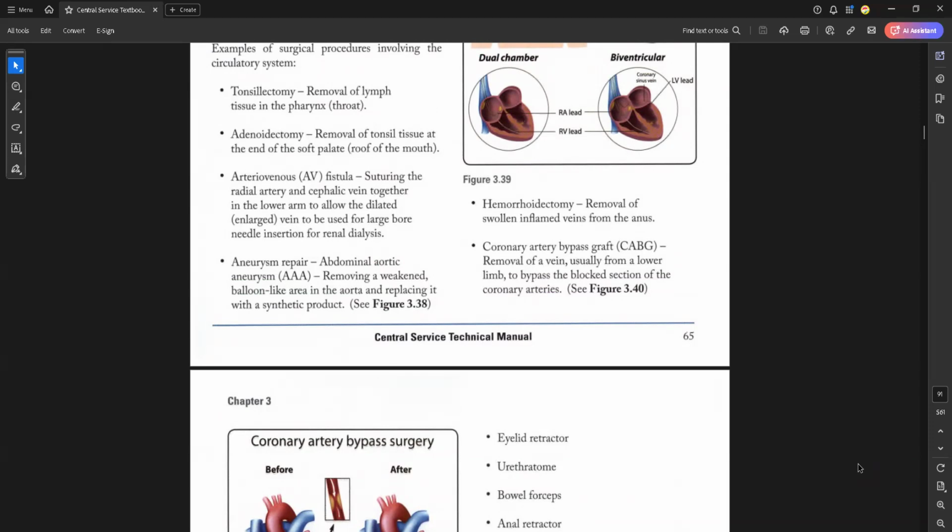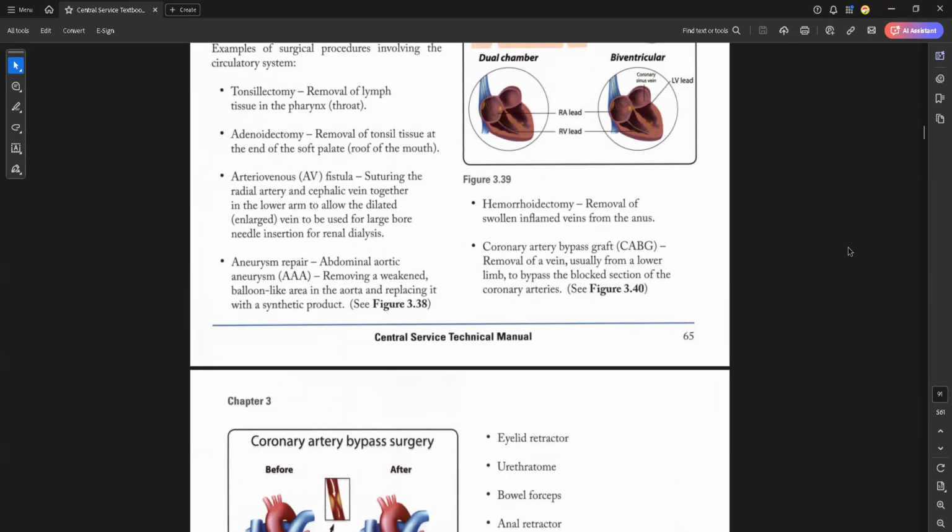You also have arteriovenous fistula, suturing the radial artery and cephalic vein together. These are all medical procedures. Aneurysm repair, abdominal aortic aneurysm, removing a weakened balloon-like area in the aorta and replacing it with a synthetic product. We have all this. When you begin to work in busy hospitals, you will be familiar with all this.